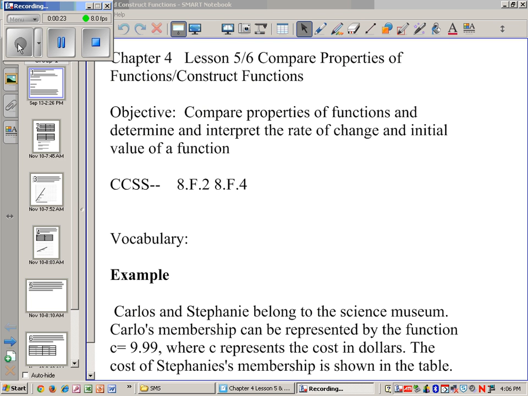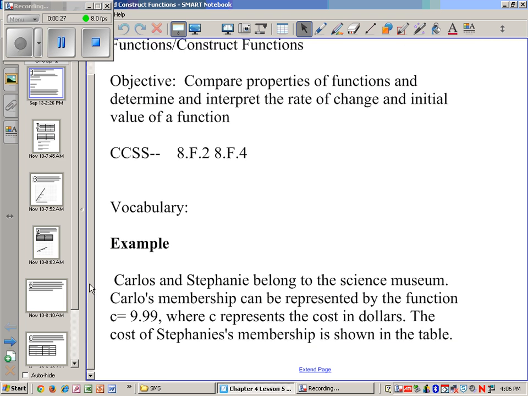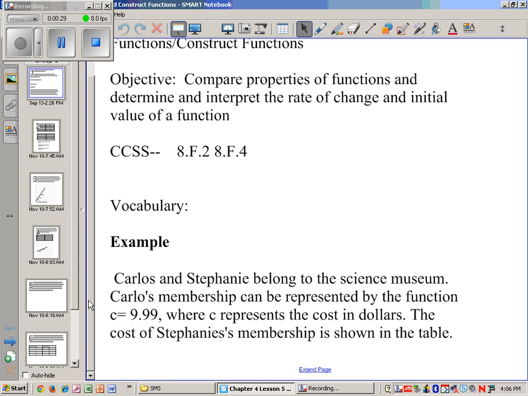Okay, there is no vocabulary for either lesson, so we're going to start right with an example of comparing functions. Now, functions can be represented by a table, a graph, an equation, or words. And you can compare two functions represented by different forms. So that's what we're going to try to do today.